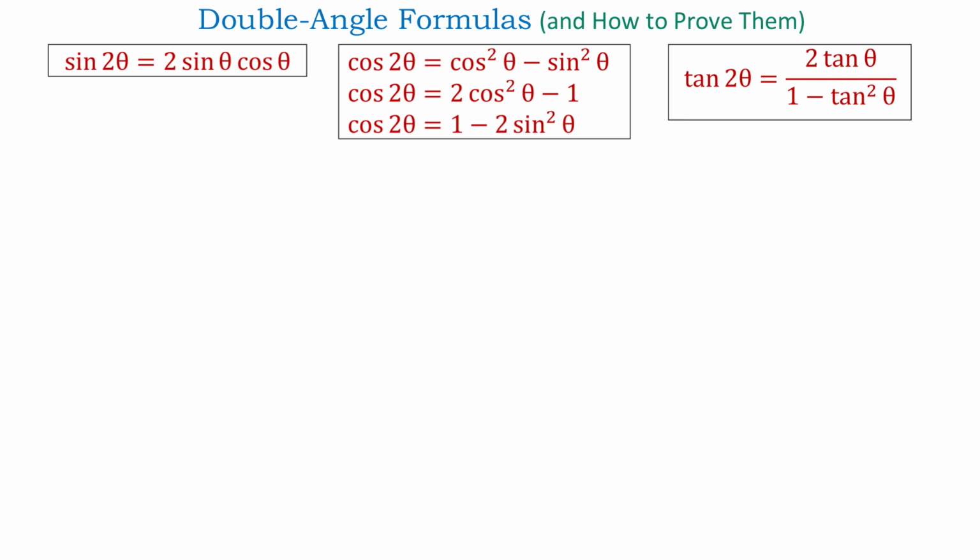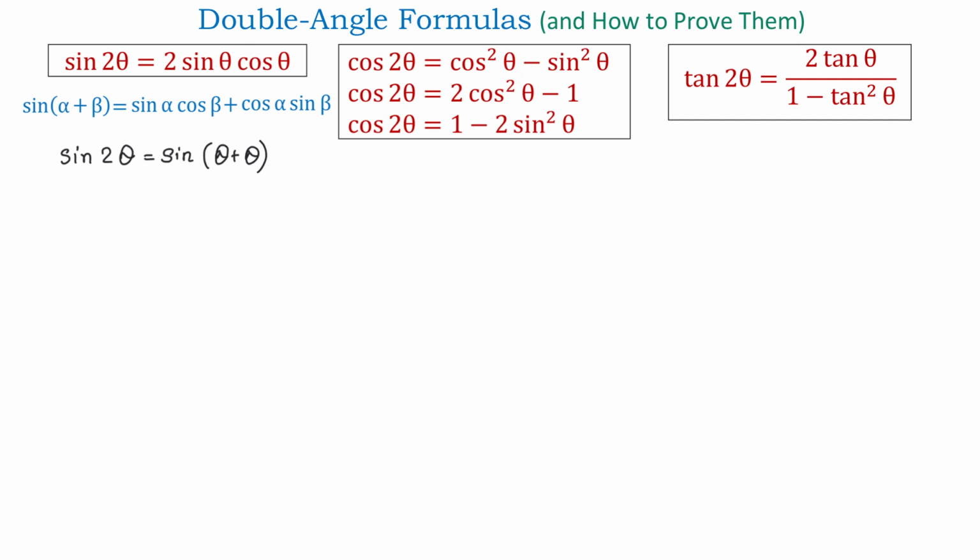Now, to prove these identities, we will use the addition formulas for sine, cosine, and tangent. The addition formula for sine is sine of alpha plus beta equals sine of alpha cosine of beta plus cosine of alpha sine of beta. To use it, in the formula above, we will replace 2 theta with theta plus another theta. So again, we will write sine of 2 theta as sine of theta plus another theta.